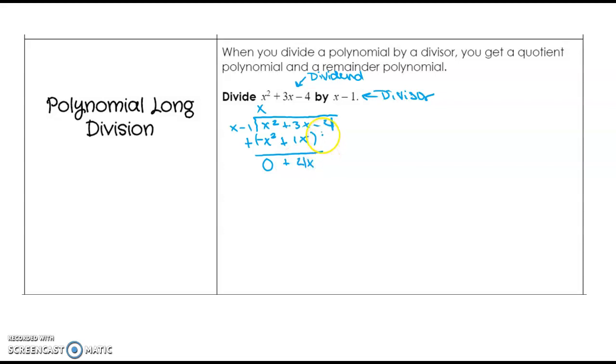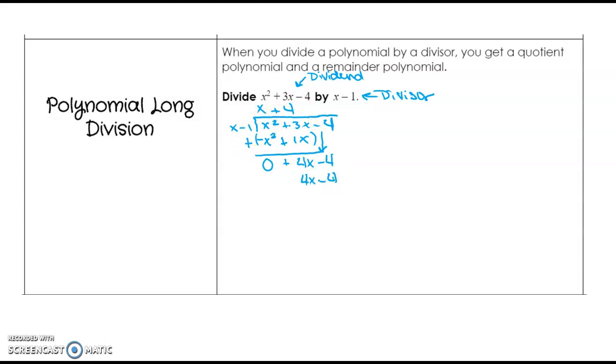Now I want to bring down this negative 4. And now I'm asking myself, what can I multiply x by to get 4x? The answer is just a positive 4. So I'm writing x plus 4 up on the top, and then 4 times x is going to give me 4x, and 4 times negative 1 is going to give me negative 4.